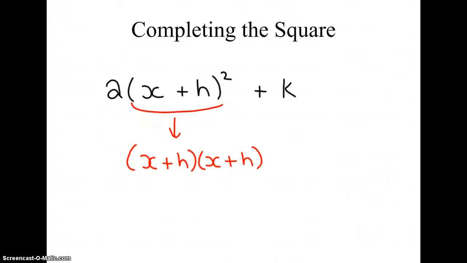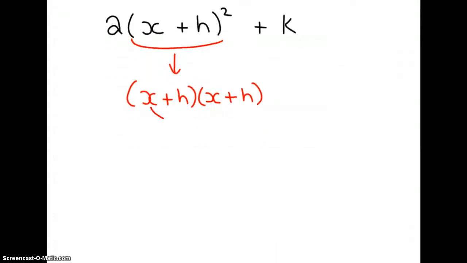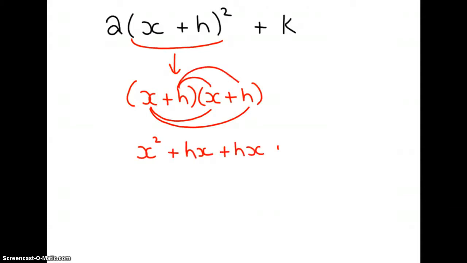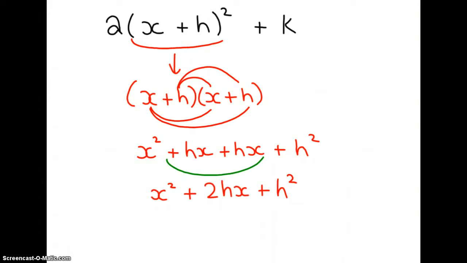So if I do x plus h times x plus h, I'll get x times x is x squared, x times the h is hx, that h times that x is hx, and the h times the h is h squared. And then I can see that these two in the middle are going to group together. So I'm going to get x squared plus 2hx plus h squared.